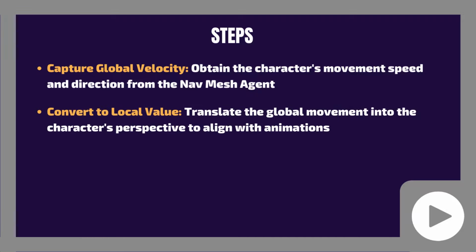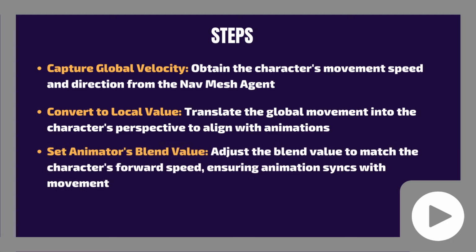Secondly, we'll convert this global velocity into a local value relative to the character. This is important because our animations are based on the character's local movement, not their movement in the game world. By converting to the local velocity, we can accurately match the animation to the character's current action.